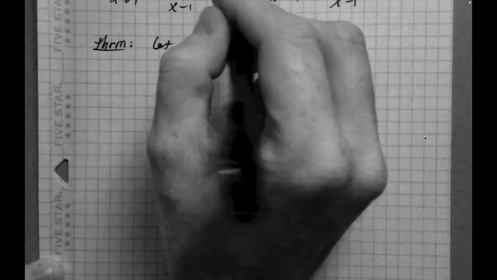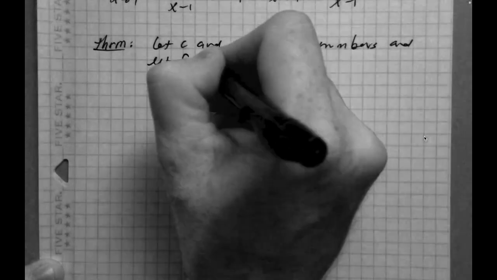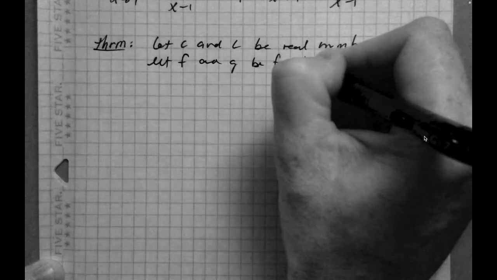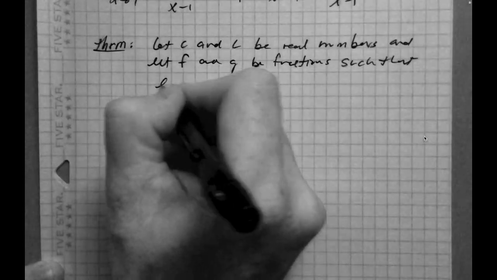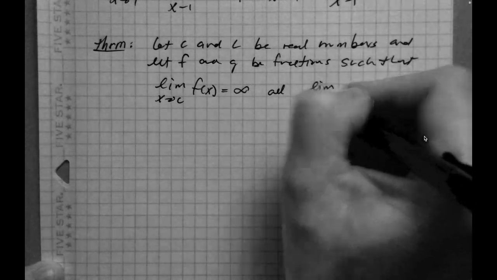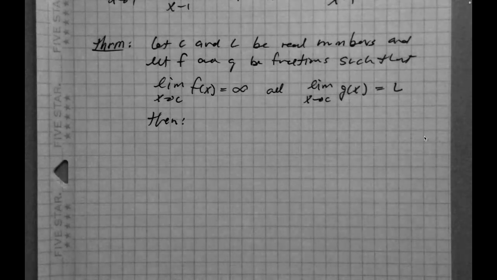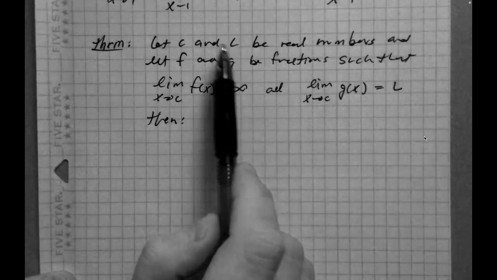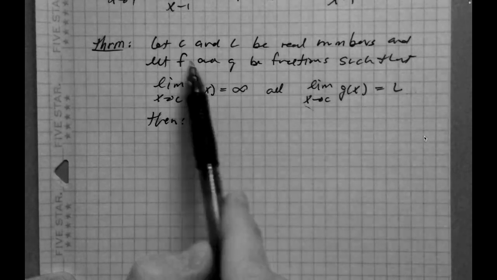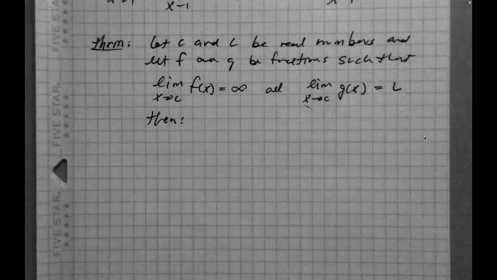So let C and L be real numbers, and let f and g be functions such that the limit as x approaches C of f of x equals infinity, and the limit as x approaches C of g of x equals L. Then, before we get into the punchline, keep in mind you're dealing with a real valued limit here and an infinite limit here, and this theorem will give you the interplay of the two. It tells you what happens when you combine them.